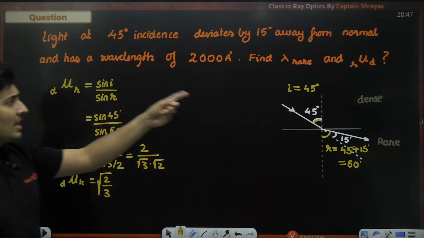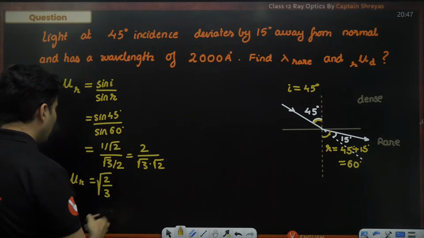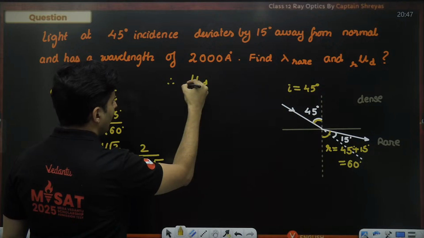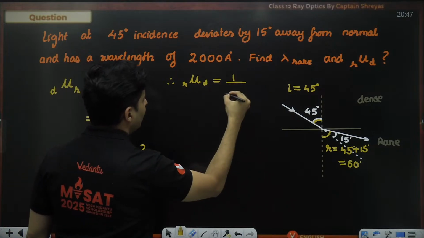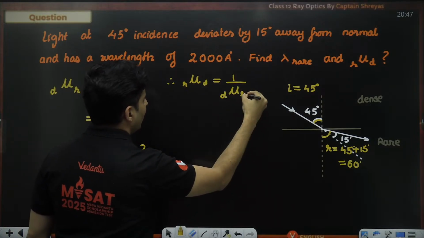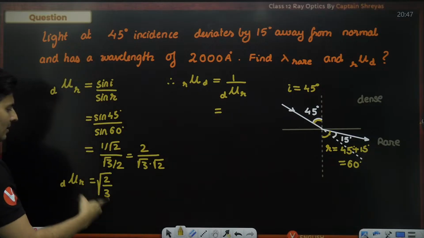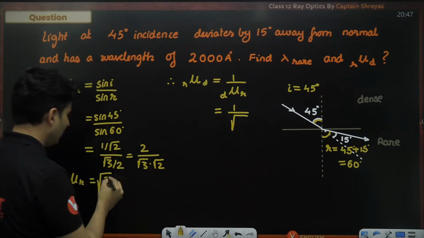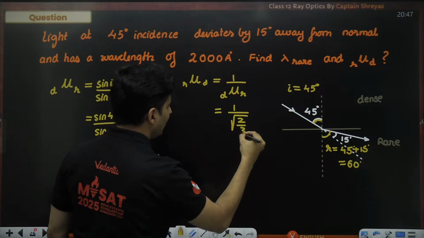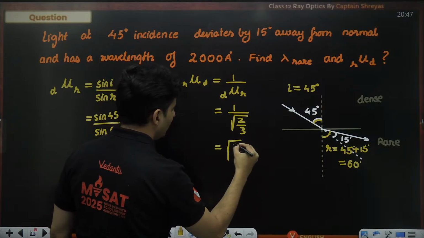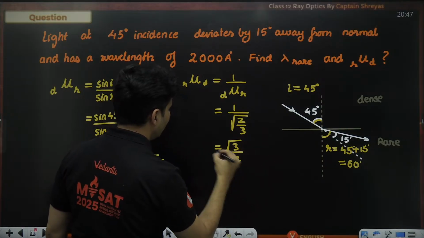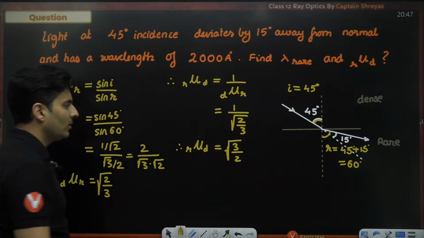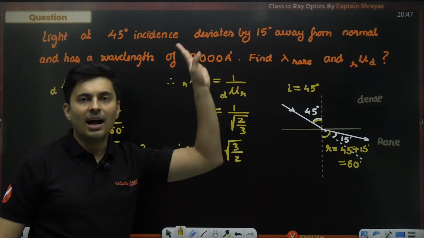But the question asked is r mu d. So therefore, mu d r will be 1 by mu r d, just the reciprocal of this. So it will be 1 divided by root of 2 by 3, which is nothing but root of 3 by 2. That will be the answer for the refractive index of the dense medium with respect to the rare medium. That is what is asked also.